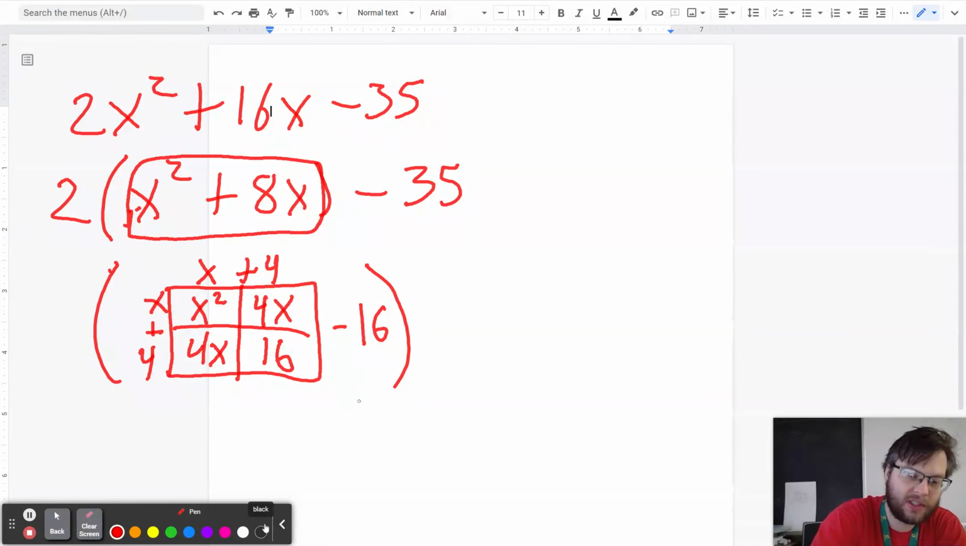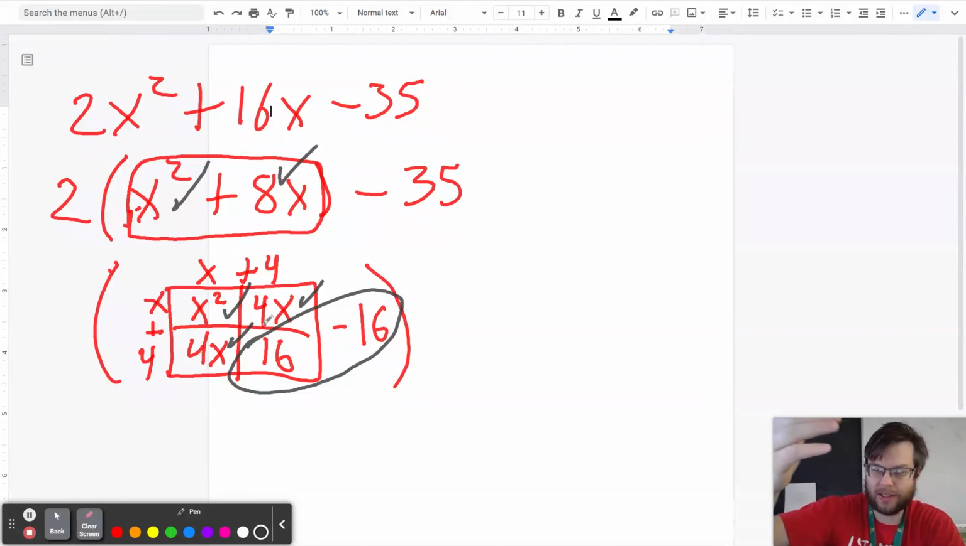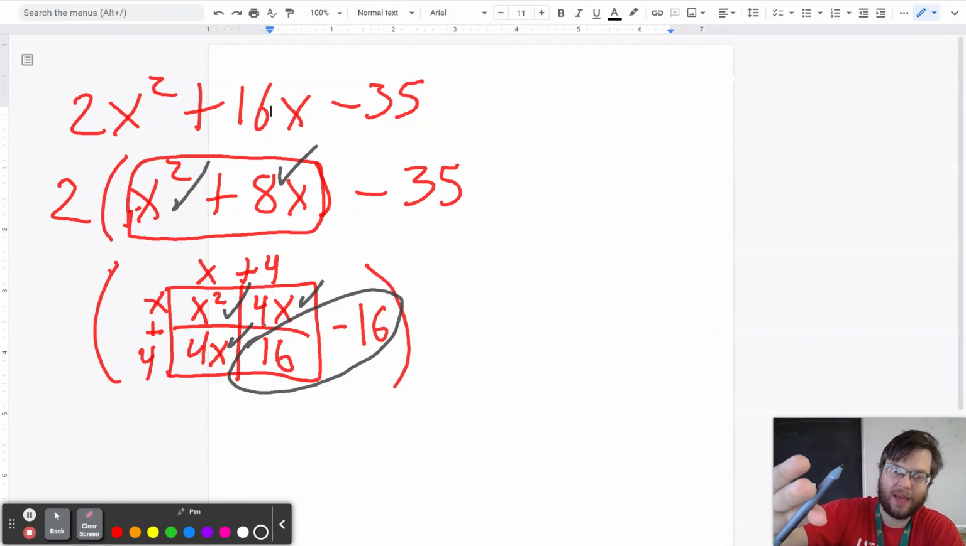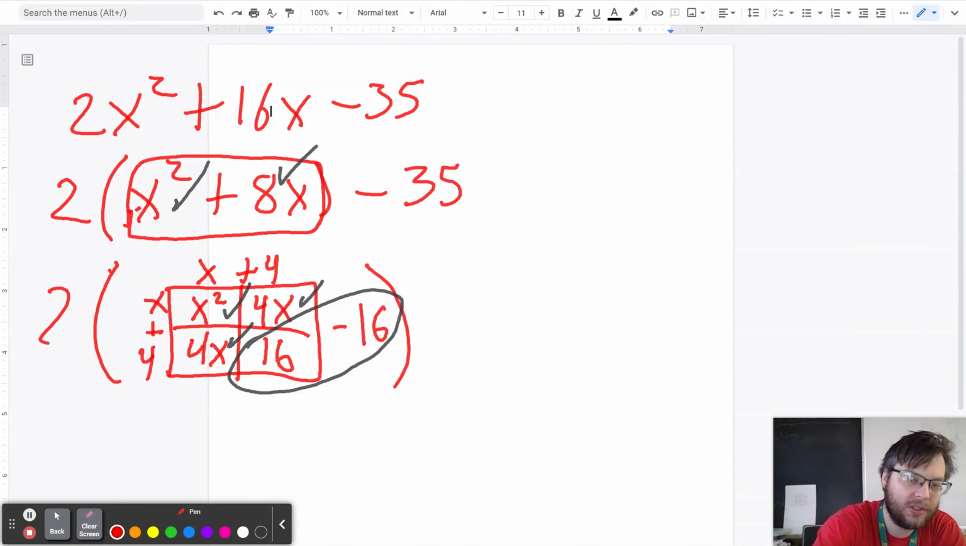Double check that everything's accounted for. X squared in the parentheses, x squared in the box. 8x in the parentheses, 8x in the box. There's no number in the parentheses, and there's no number in the box. You borrowed 16 from the bank, you pay 16 back in debt, we're still in balance. We balanced our checkbook. That's a really old metaphor. Nobody uses checkbooks anymore. Well, some people do, I guess.